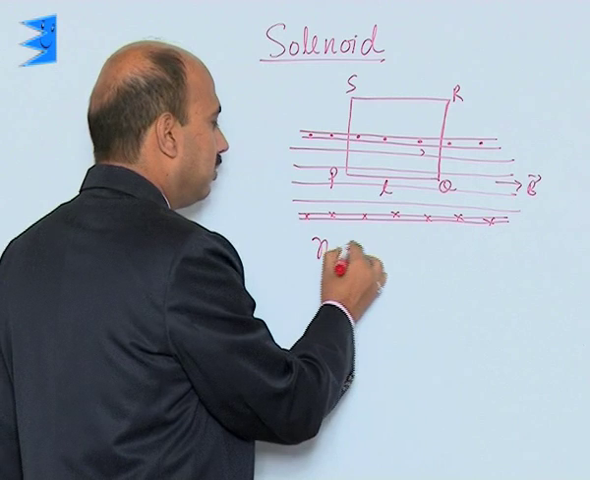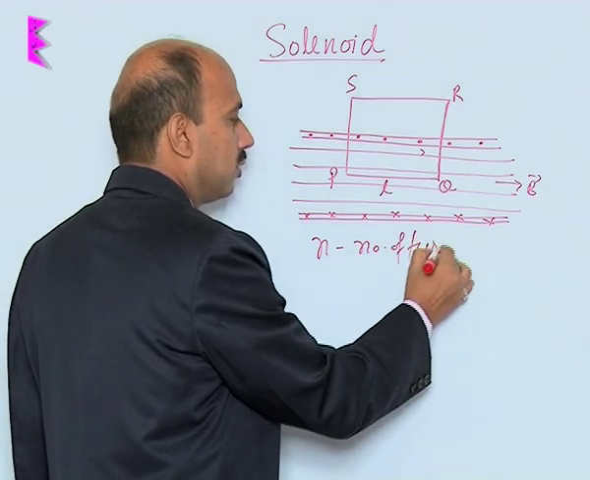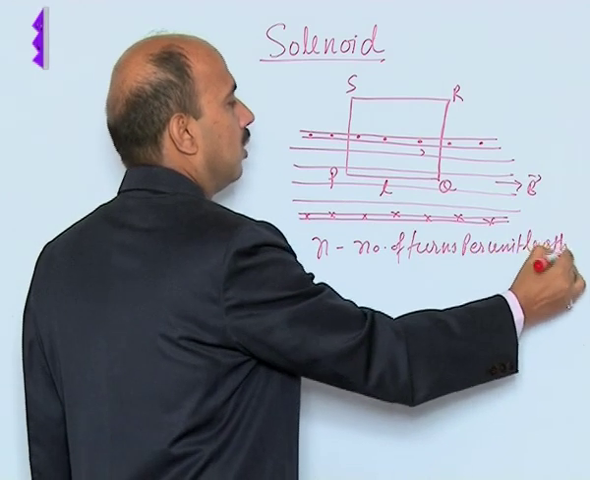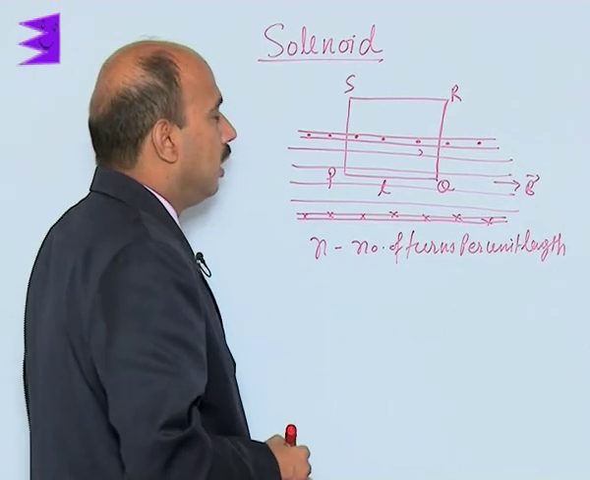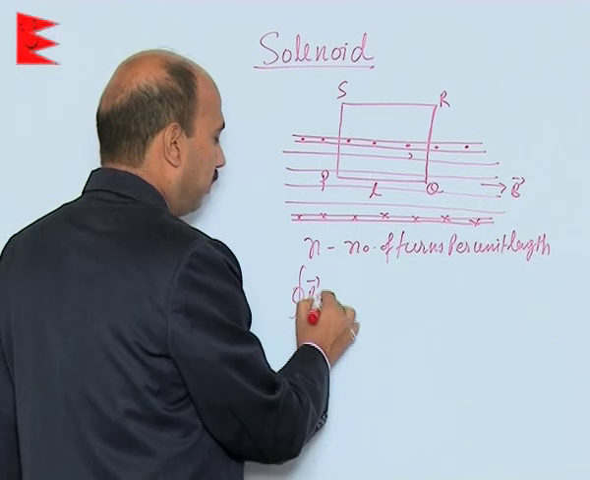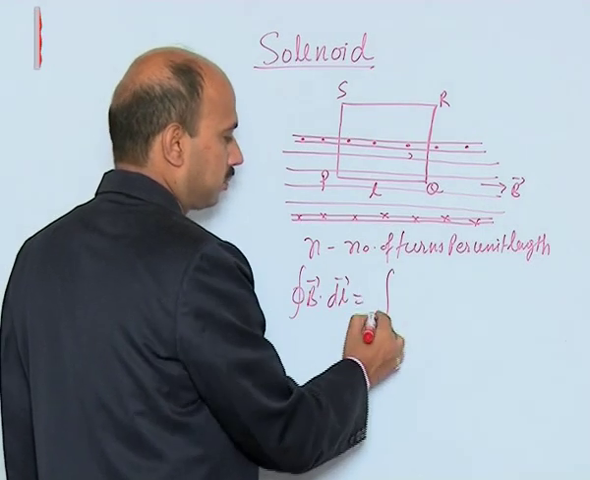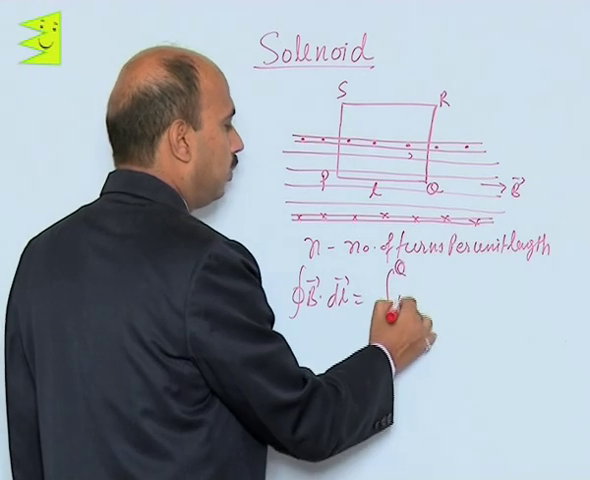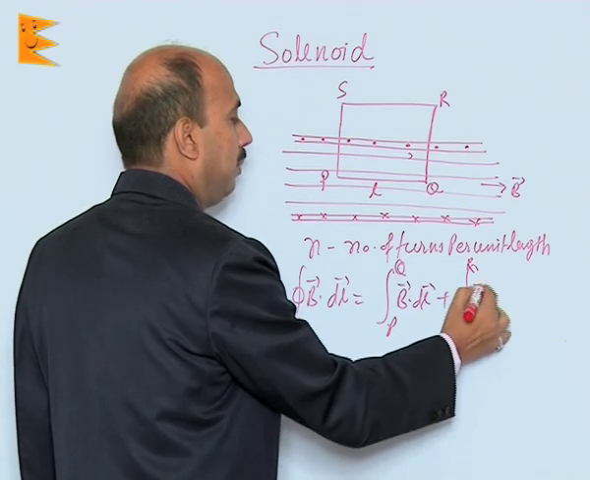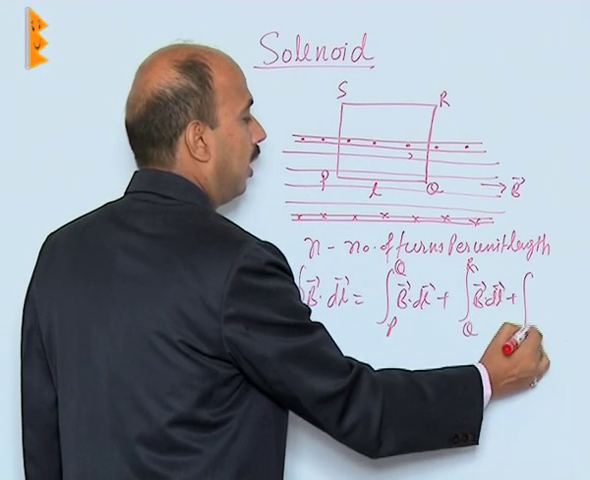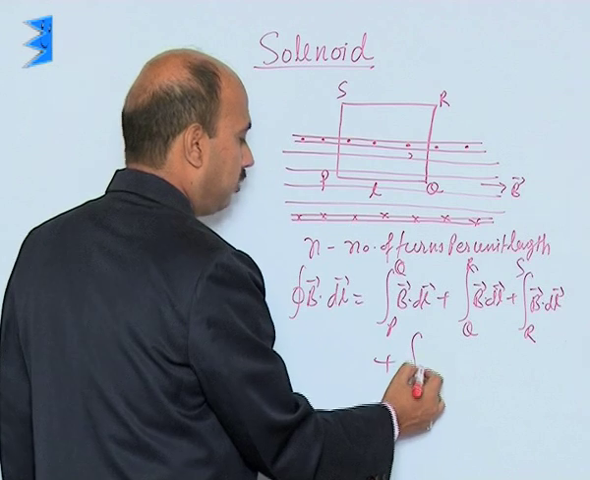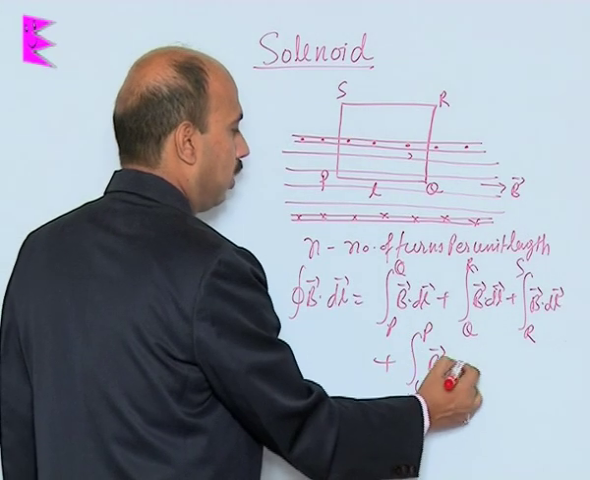Now, we take N as the number of turns per unit length. Now, we will apply Ampere's circuital law here. So, we can write the closed loop integral of B dot dl equals the integral from P to Q of B dot dl, plus Q to R, again B dot dl, plus R to S, B dot dl, plus S to P, B dot dl.